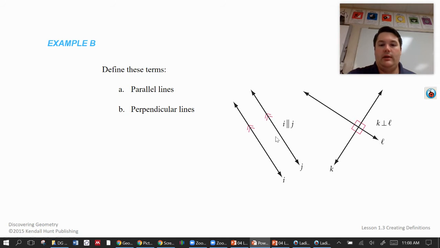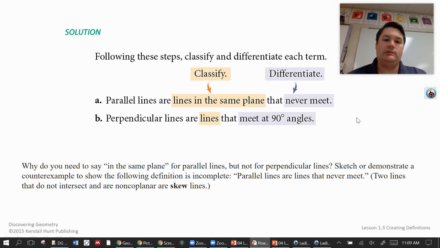Parallel lines. If you look at these parallel lines here, we talked about how those are the arrows and then this parallel symbol. Parallel lines are lines that never cross, right? Technically speaking, they have to be in the same plane. So you can think of a plane like a piece of paper. So 2 lines that are drawn on the same plane, on the same piece of paper, but never cross. Even though they go forever in both directions, they never cross. And then perpendicular lines are lines that cross at right angles or 90-degree angles. And so there you go. There's the example of those 2. And you'll notice that those definitions do both things. They classify and they differentiate. Parallel lines are lines in the same plane. And what makes them different from other lines in a plane? They never meet. Perpendicular lines are lines. And what makes them different? They meet at 90-degree angles.